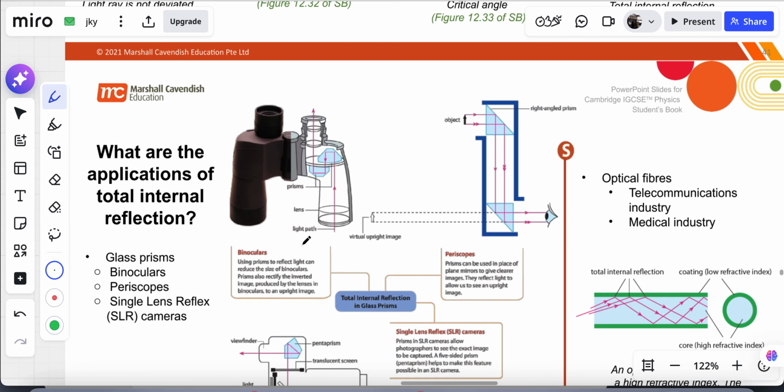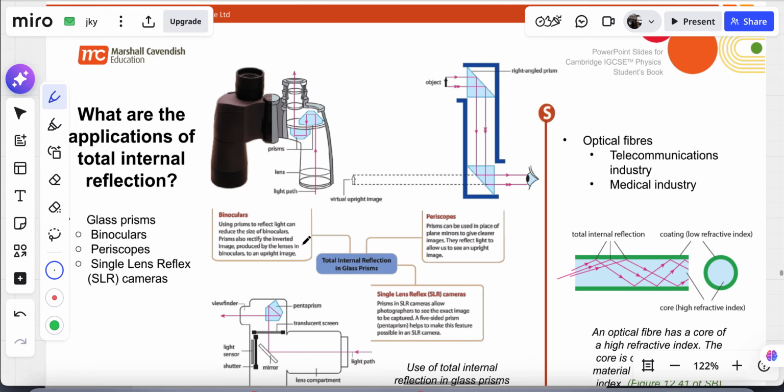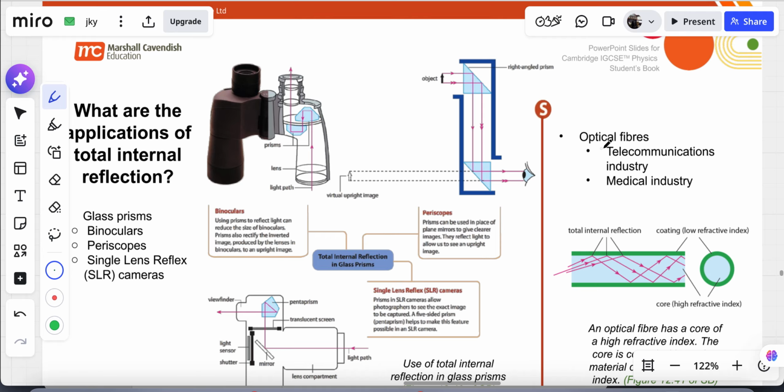Now let's take a look at the application of total internal reflection. Where do we apply total internal reflection? Optical fibers are used in the telecommunication industry and in medical industries. And how? With total internal reflection, the ray enters through here, it hits the boundary of this fiber, then it is totally internally reflected down here. It hits here again, and all of it is totally internally reflected. This is how red light travels in an optical fiber. It hits this boundary again, and it is all totally internally reflected. So you should be able to draw this in the exam. This is how light travels in the optical fiber.